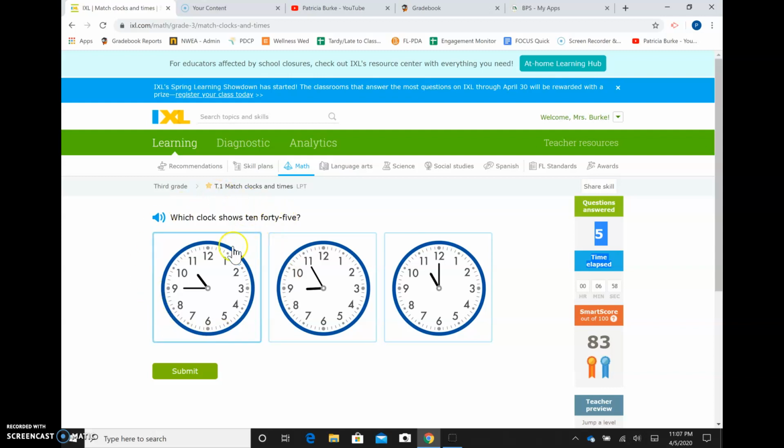So that just leaves this first one. And look, our long arm here is pointing to the 9. Now is that 45? Well, let's start at our 12. And remember, Seth, skip count with me by 5. So we got 5, 10, 15, 20, 25, 30, 35, 40, 45. Yes, this clock says 10:45.